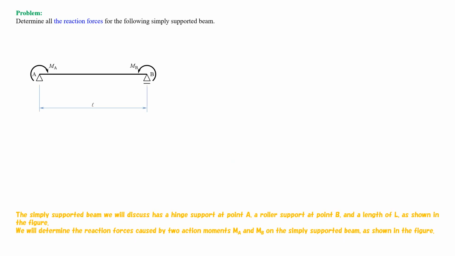The simply supported beam we will discuss has a hinge support at point A, a roller support at point B, and a length of L, as shown in the figure. We will determine the reaction forces caused by two action moments MA and MB on the simply supported beam, as shown in the figure.